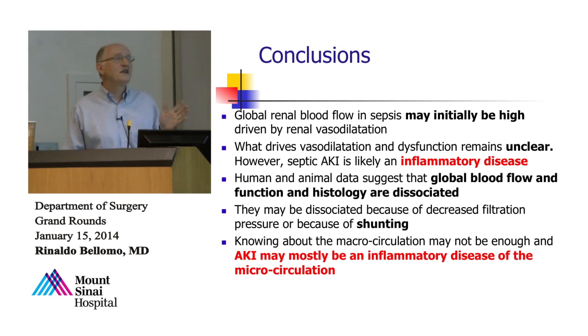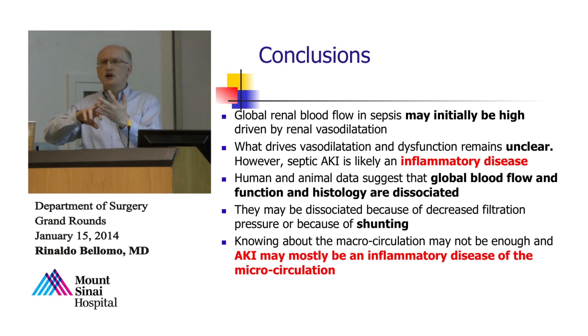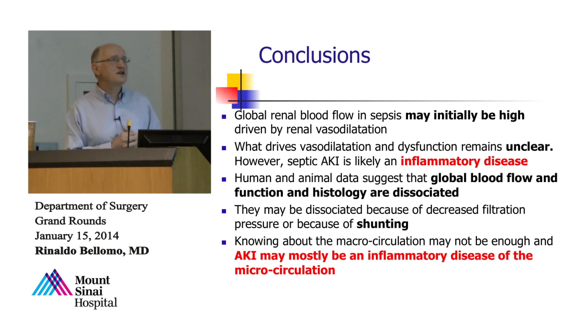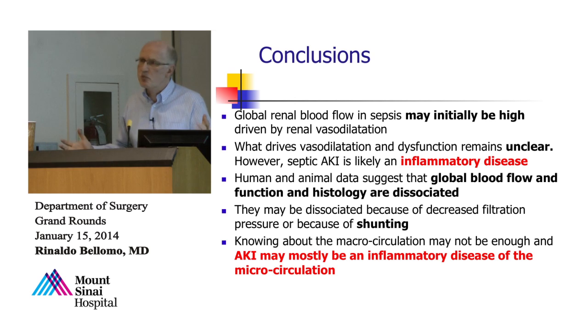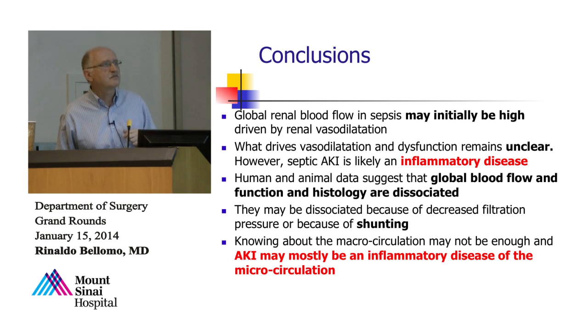We know now that in animals for sure, and probably in humans, there is a dissociation between global flow, function, and histology. This level of dissociation may well suggest, and it does suggest, that within the kidney there is shunting during sepsis. And that shouldn't come as a surprise, for we know there is shunting everywhere else in sepsis. It would be extraordinary if the kidney was the only organ that didn't have that.